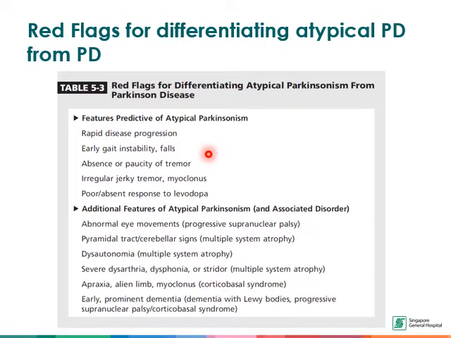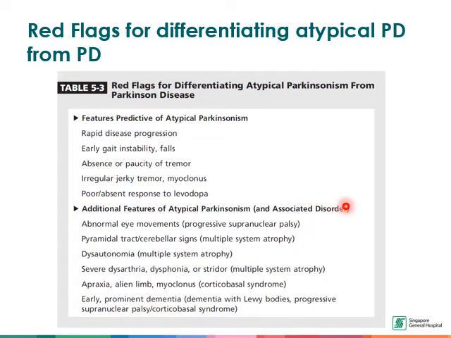There's also early gait instability and falls. People with Parkinson's typically may start to experience postural instability and falls after 5 to 10 years of the disease, whereas patients with atypical PD may start to fall early in the course of diagnosis, for example, in 1 to 2 years. So that's not typical. There may be absence of tremor, there may be irregular, jerky tremor or myoclonus, and there's poor or no response to levodopa.